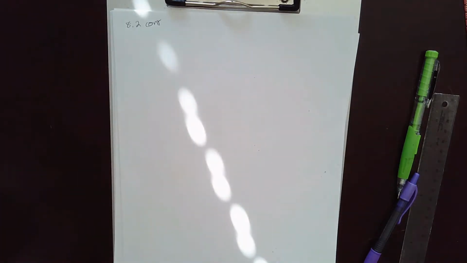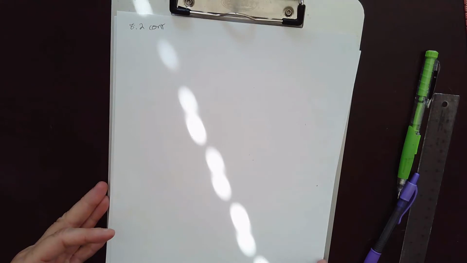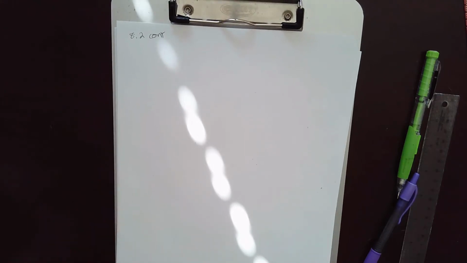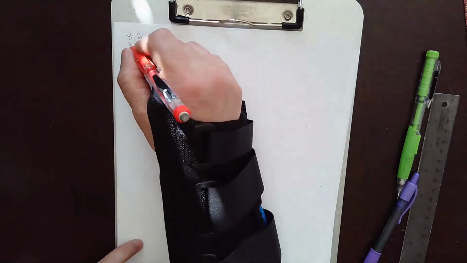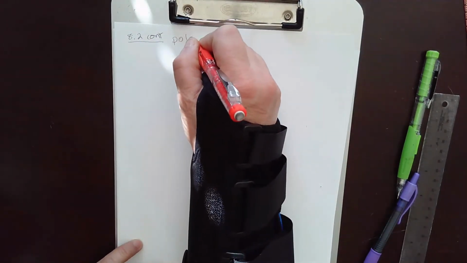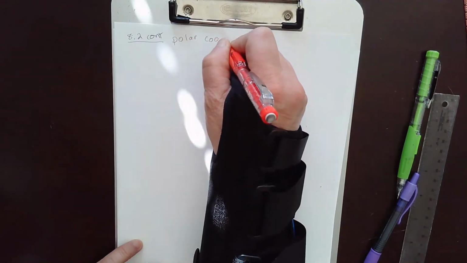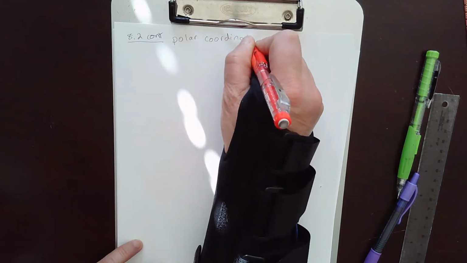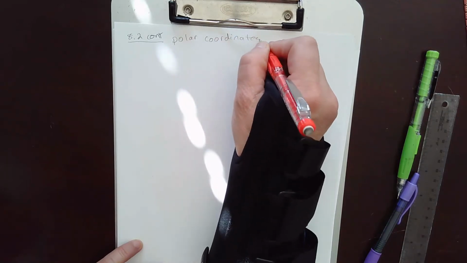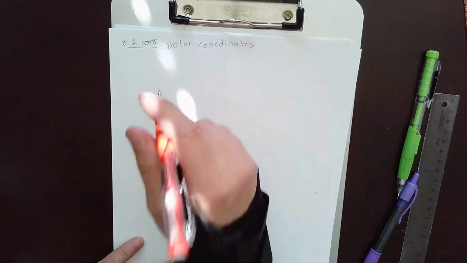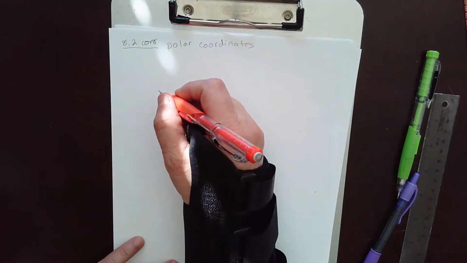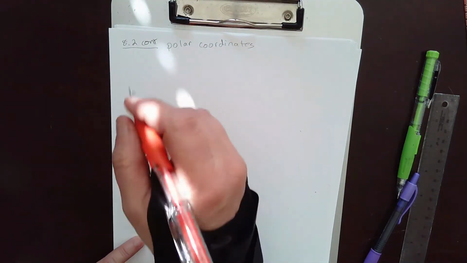Hello everybody, so we're going to continue with 8.2. We didn't finish it last time, but we introduced polar coordinates, and today we're going to go over graphs. We're going to sketch the graph of polar equations. So let's go ahead and do that.